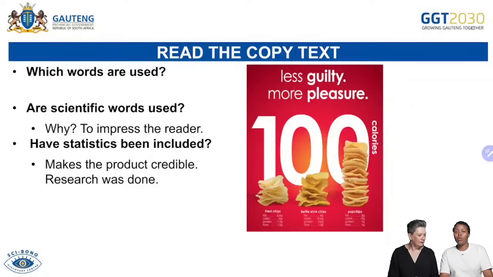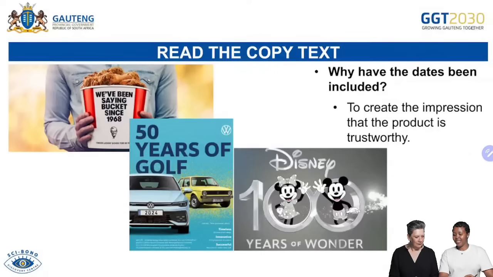And sometimes advertisers use words such as 100 years warranty or 100 years in existence or established since many years ago. Why would they do that? They do that to show credibility of the advert, of the product, or to show that it's been in existence for a very long time, which makes you want to have it or believe that this is the right product for you, right? There's examples of it. There's the KFC one. We've been saying bucket since 1968. Can you believe it?